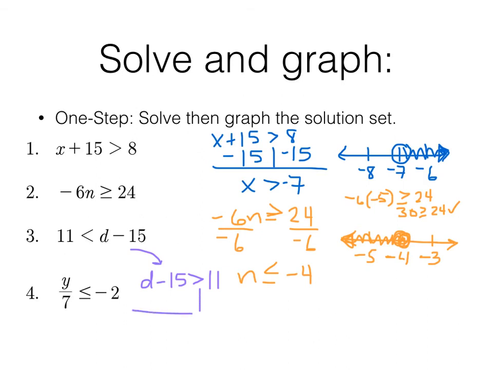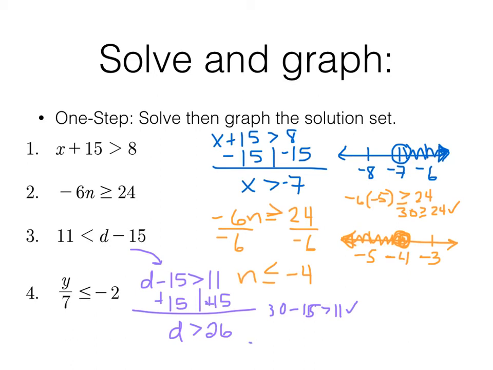So again, this is one where we're going to use our properties of equality. I'm going to add 15 to each side, leaving me d is greater than 26. Pick a number. Let's do 30. 30 minus 15 is greater than 11. Yep. I know I got it right.